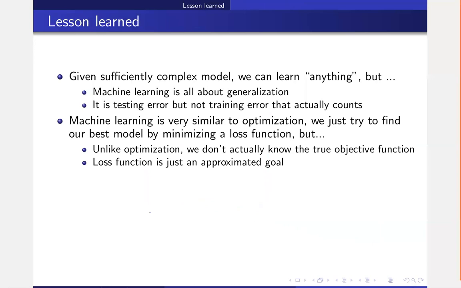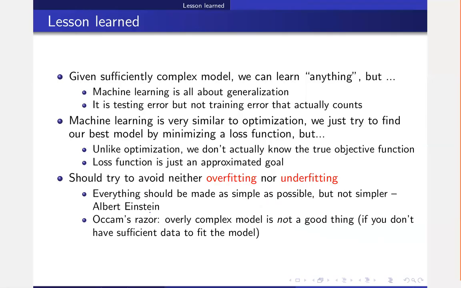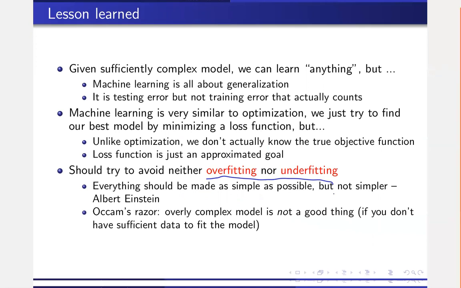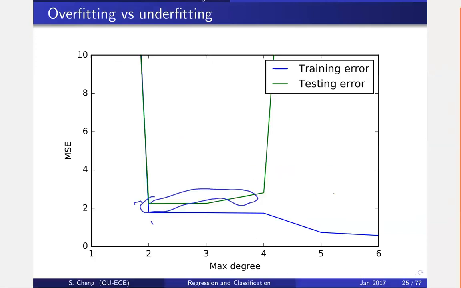So this is just a summary of lessons learned. This is the classic textbook view: we want to avoid overfitting and underfitting. Note that you cannot know whether you overfit or underfit, right? So in practice, when you have a machine learning problem, what you're going to do is split your data set into three pieces.